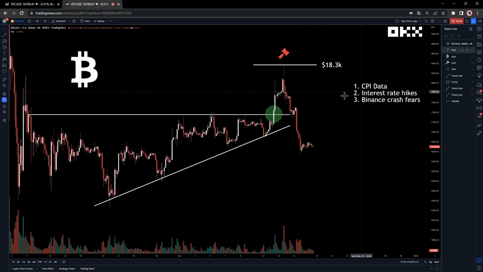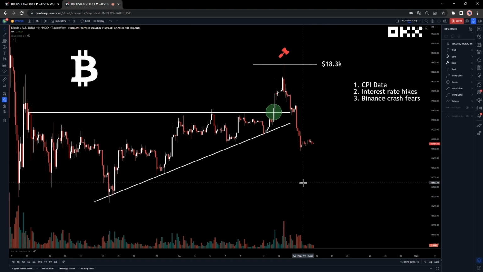And after that, markets were triggered by the Binance crash fears. I'm sure you've all heard about it. This is currently causing fear in the market, and it has set the Bitcoin price back to 16.5K. And currently it's at 16.7K. Let's stay in the 4-hour chart and see what's happening here.